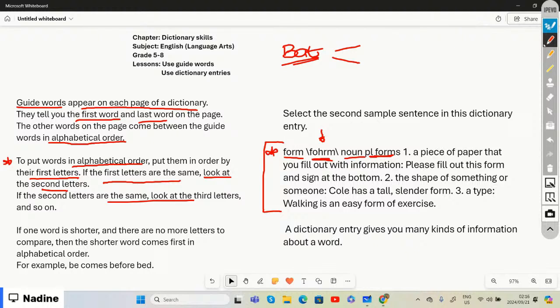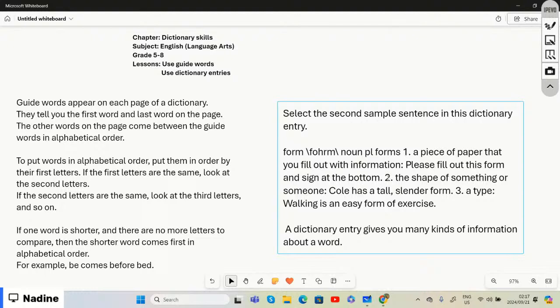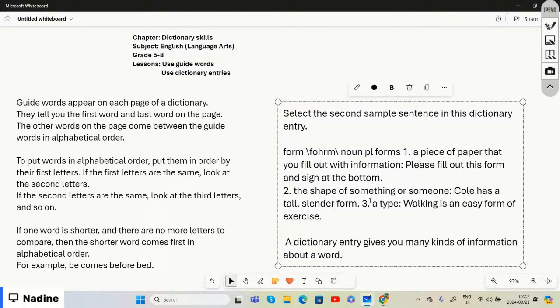Now, the first meaning of the word form is a piece of paper that you fill out with information. So, what happens is that when you look for a word in a dictionary, they will give you the meaning, which is a piece of paper that you fill out with information. And they will give you an example of how you can use that in a sentence by saying, please fill out this form and sign at the bottom. So you get the meaning of the word and you get the example of how you can basically use that within a sentence.